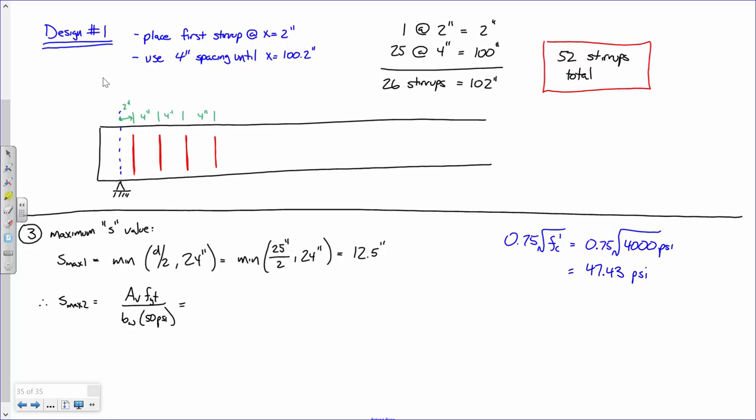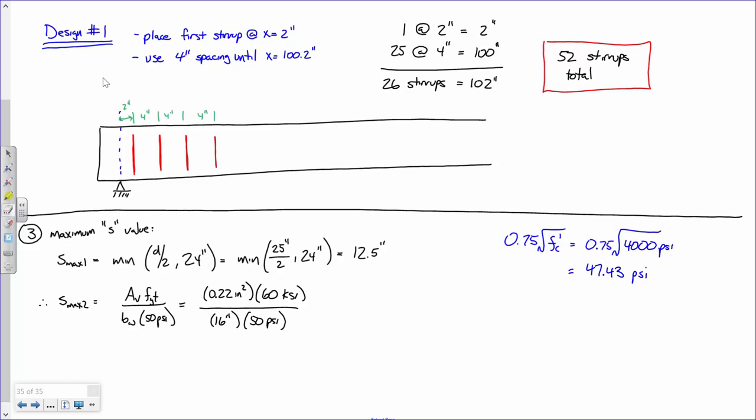So AV is 0.22 inches squared, right? This is 60 KSI. This is 16 inches. This is 50 PSI.